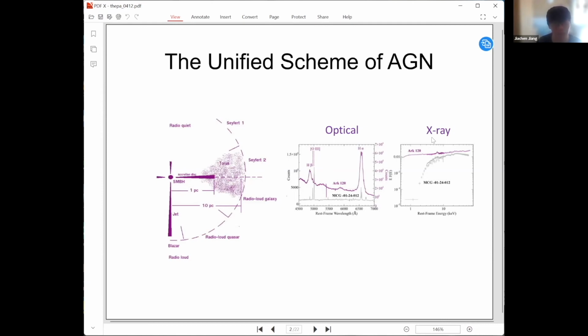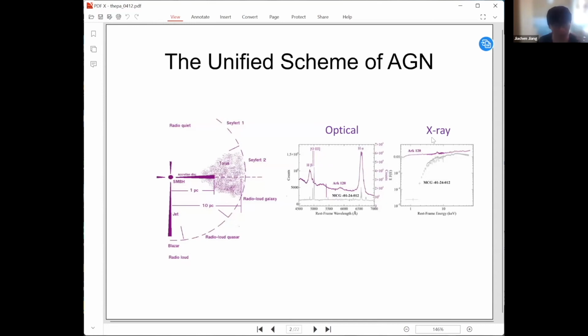An example of Seyfert 2, optical and X-ray spectrum, is shown in gray here. Seyfert 1 means you have a relatively smaller viewing angle, and we're able to see right into the broad-line region. Consequently, you can see broad permitted lines in the optical band, and also in the X-ray band, we can see right into the central innermost accretion region.